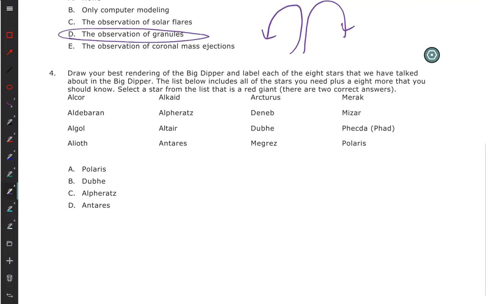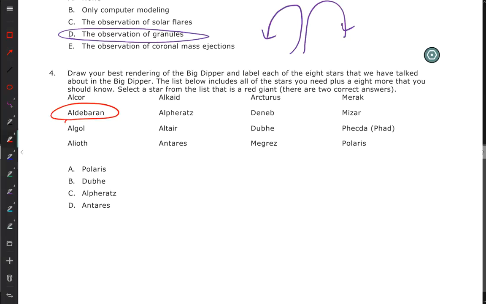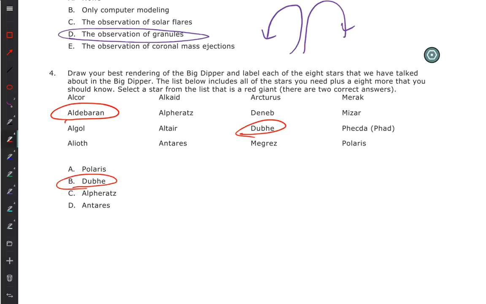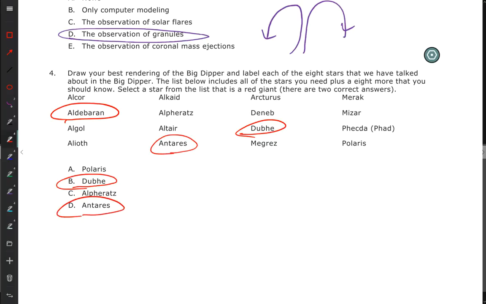Then the last one, which had the most pieces. Let's start with red giants. What stars do you recognize as red giants in this list? Okay, somebody said Aldebaran. It's a red giant. We had Dubhe. That was a correct answer? Yes. Anything else? Okay, so those were the red giants in the list. So you could have gone with either B or D, because I had 2 correct answers there for you to choose from. And then we have to draw ourselves our Big Dipper.